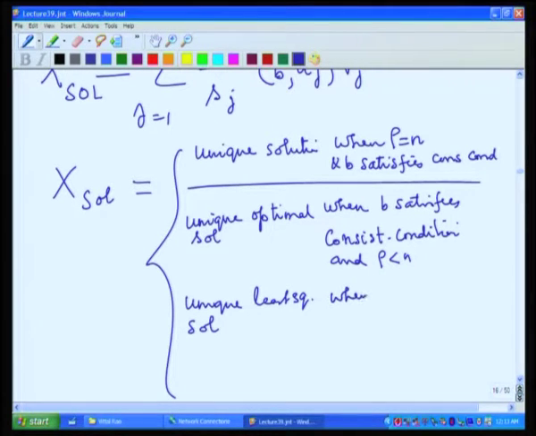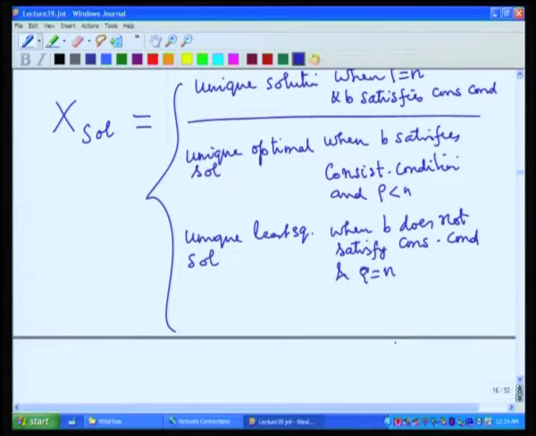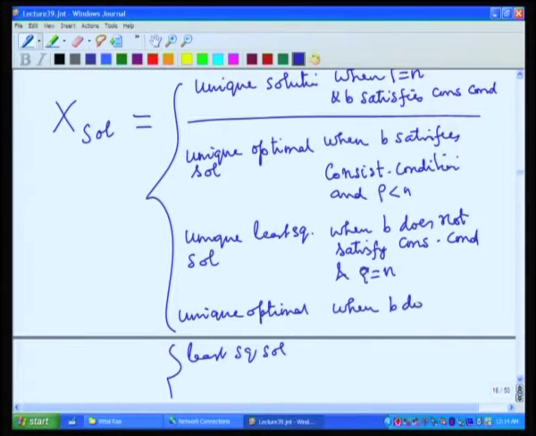when B does not satisfy the consistency condition and rho equal to n. And finally, this will be the unique optimal least square solution when B does not satisfy the consistency condition and rho less than n.